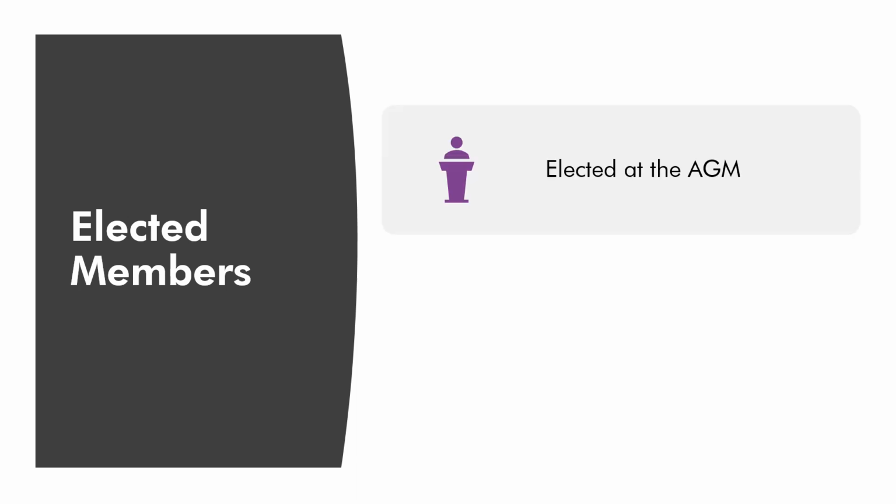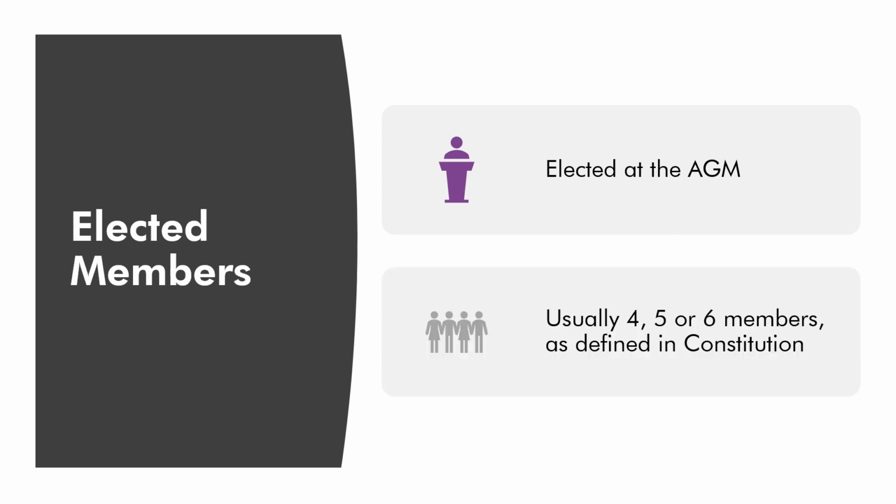Any member of the Scout Council who is eligible to be a charity trustee stands for election at the AGM. This includes all volunteers and parents. There are usually 4, 5 or 6 elected members depending on your group's constitution. The election process will be covered in more detail in the video on the Scout Group Constitution and AGM.